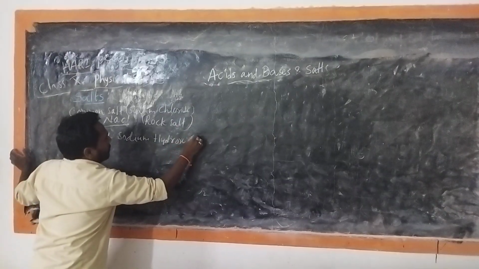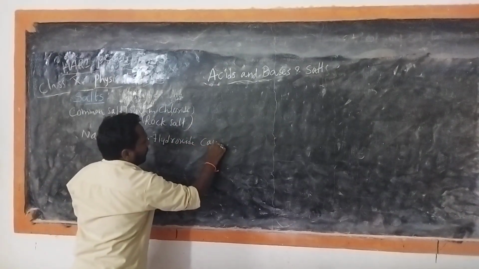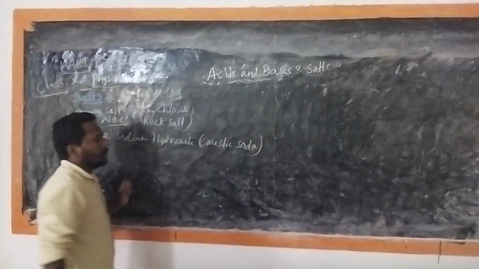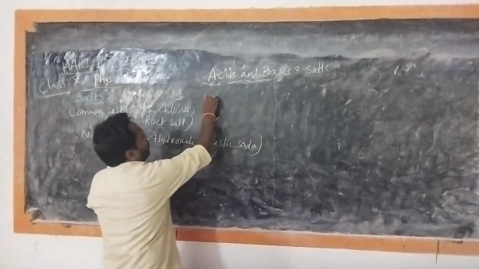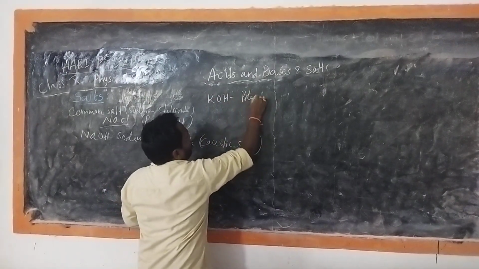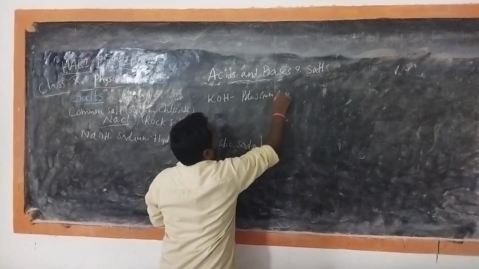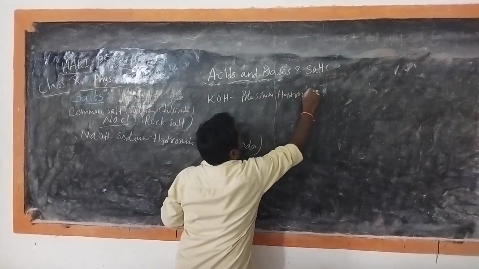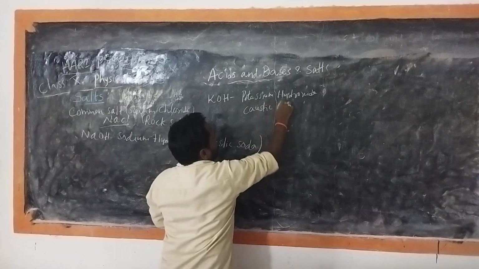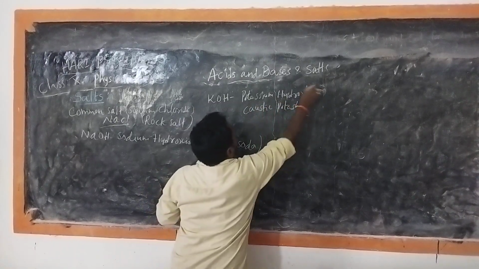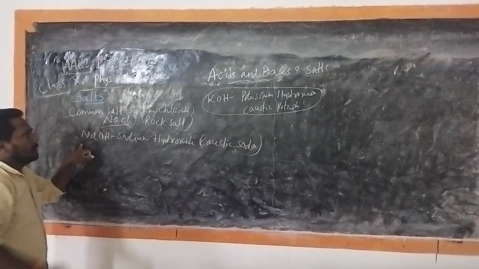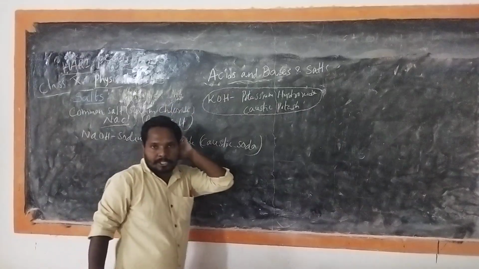Sodium hydroxide is also called caustic soda. Potassium hydroxide is called caustic potash. Very important ones: caustic soda, sodium hydroxide, and caustic potash, potassium hydroxide.